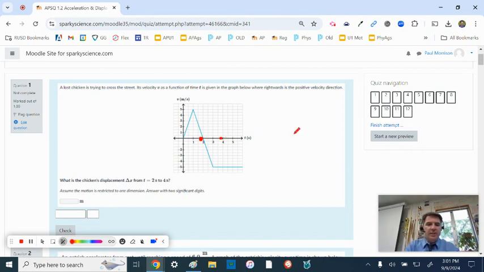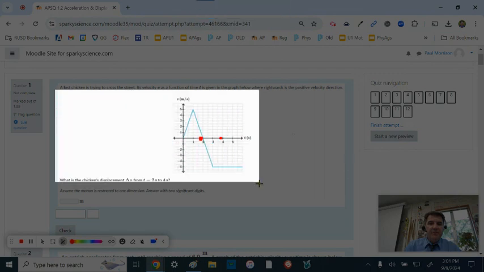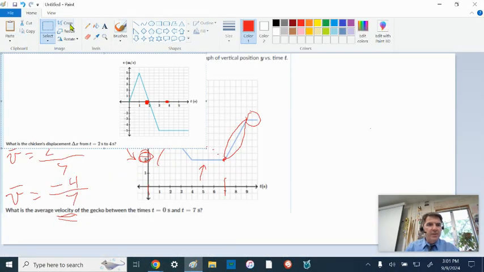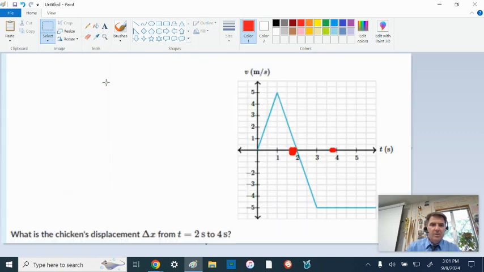I'm going to actually see if I can take a kind of a snapshot of this and bring it over to the other program here. Control V. I'm going to crop that. I'm gonna make this a little bigger here. Okay. All right. So we can see it a little better.